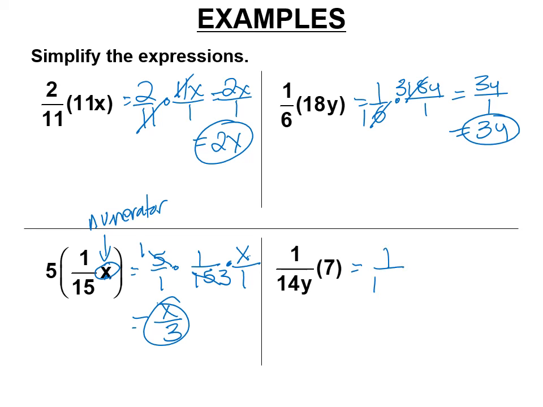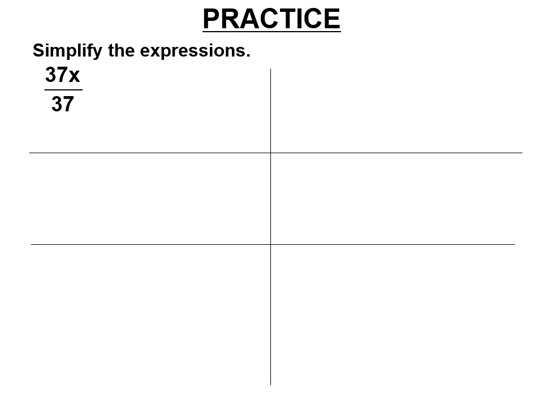Right, so that's 1 over 14y. And there's the 7. The 7 becomes a 1. The 14 becomes a 2. This is 1 over 2y. So make sure you keep track of what's in the denominator, like the last two, and what's in the numerator, like the first two. All right, word practice. Do all 6 of these.